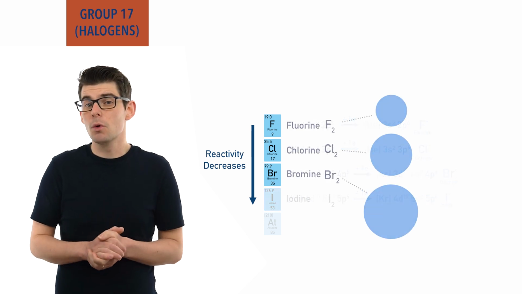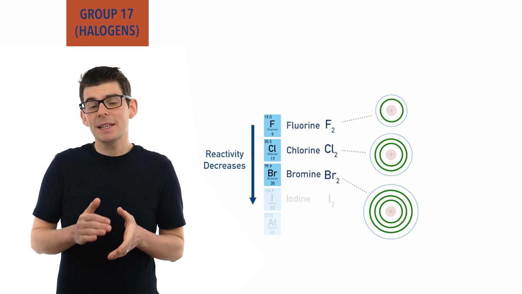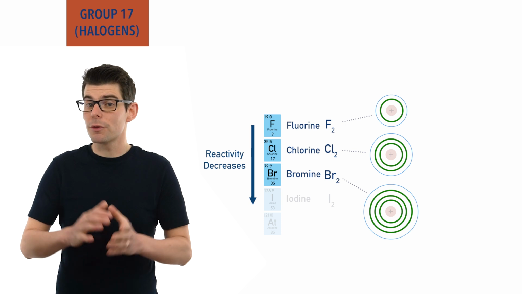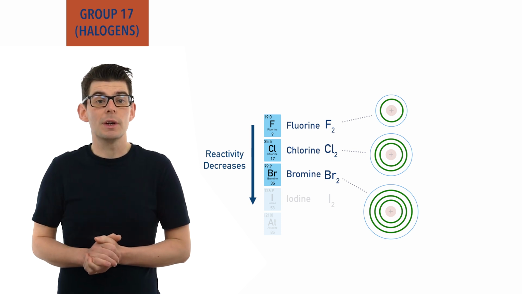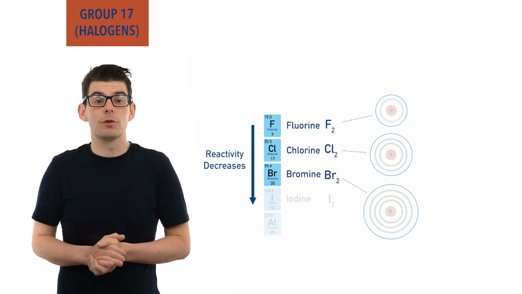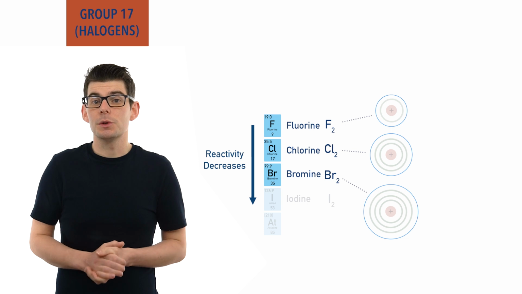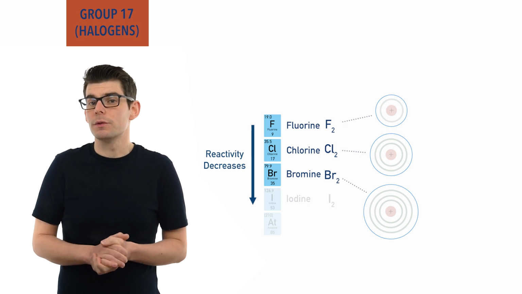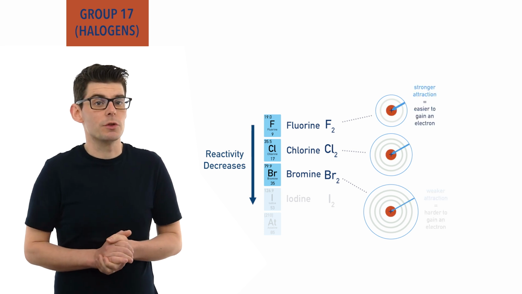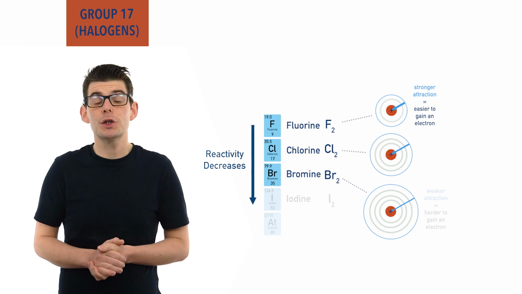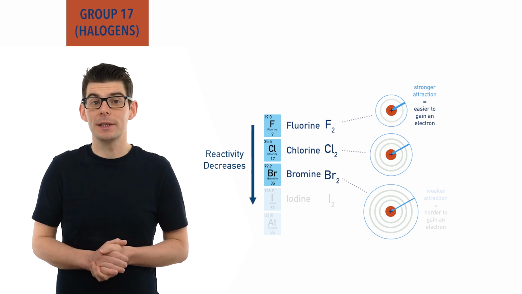Larger atoms have more inner electron shells, meaning outer electron shells are repelled further away from the nucleus by these inner electron shells, and as a result experience a weaker force of attraction to the positively charged nucleus. This is referred to as inner electron shielding.